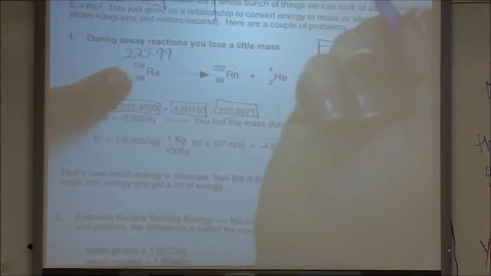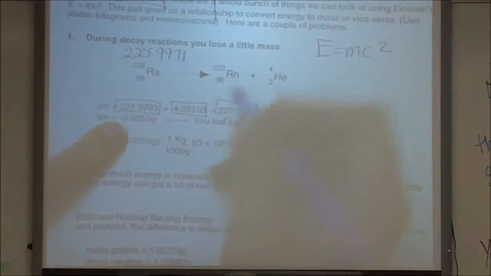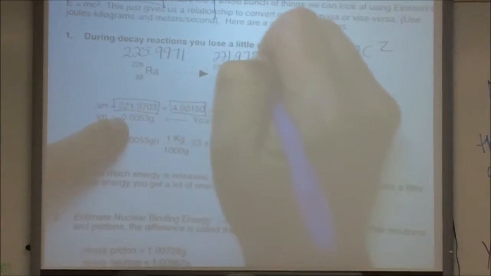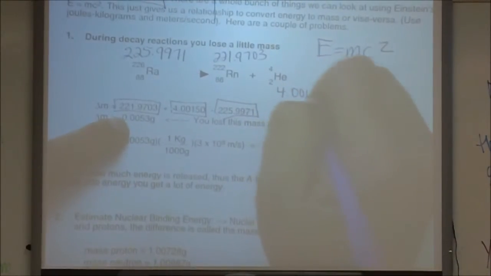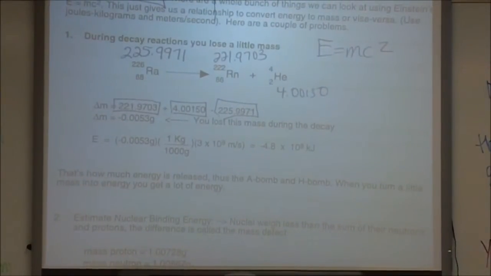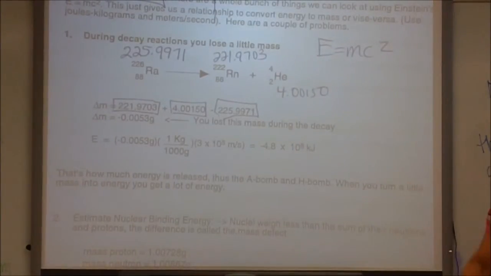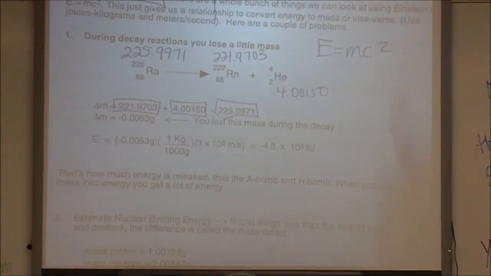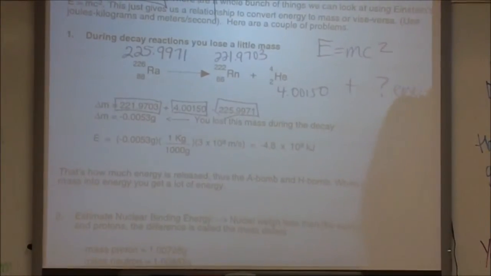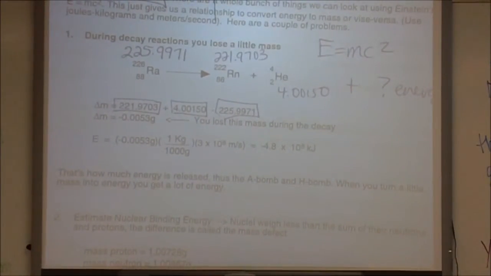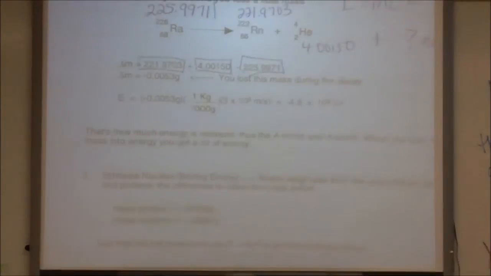But this thing actually weighs 225.9971. The radon weighs 221.9703, and the helium 4.00150. If you were to do the math, you would see that the sum of those two things is way less than 225.991. What happened to the mass? The mass was released as energy of some sort. Well, not released. The mass was converted to energy, and that was released. So you're going to need to be able to calculate how much mass, we call that the mass defect, and then how much energy was actually given off at that point.